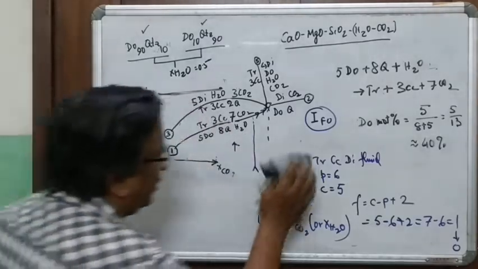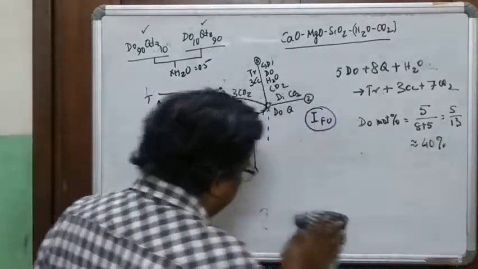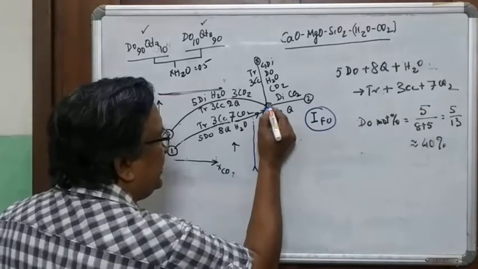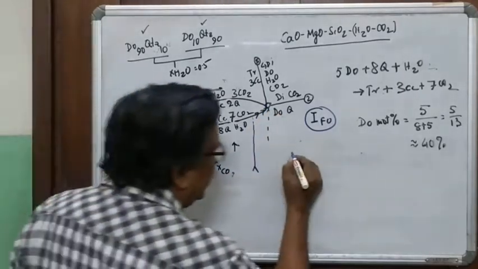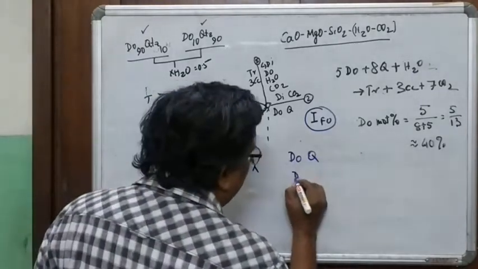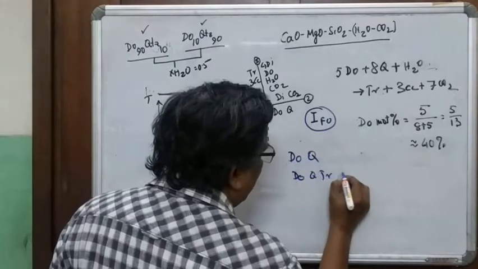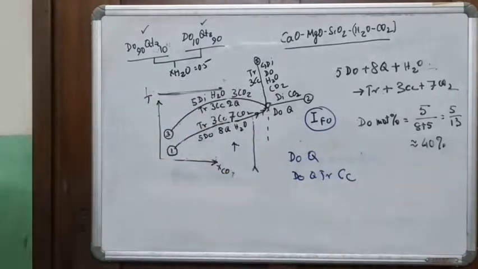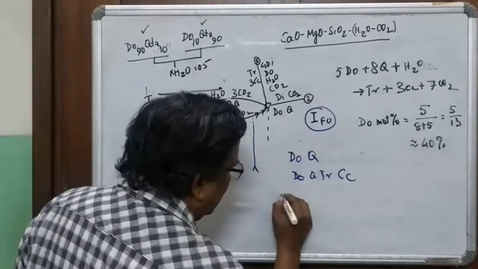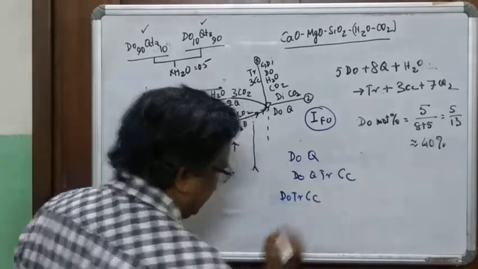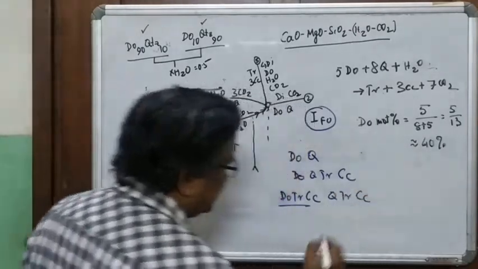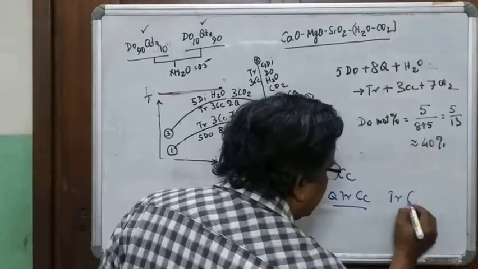Right. Now, if you do this, if you have a composition here and reach this, what did you have initially? You had dolomite and you had quartz. And then through the reaction, you had dolomite, quartz, tremolite, calcite, from which you can have the reaction dolomite, tremolite, calcite. You can have quartz, tremolite, calcite. Or you could have tremolite, calcite.